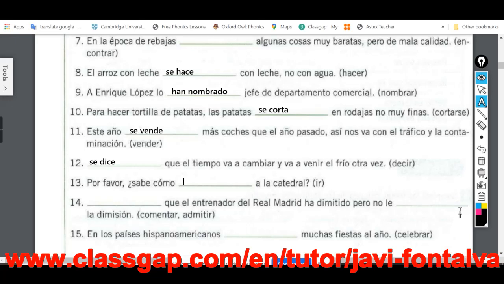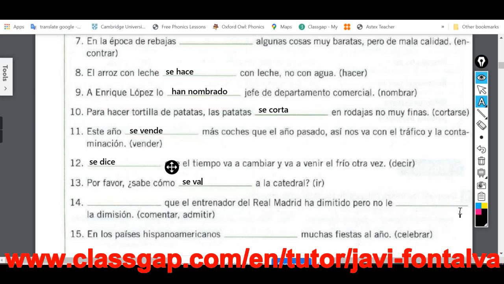Okay, so then it will be se va, kind of. Exactly. Yes. So this is more like in English you say one goes. It sounds very weird in English, but it's also possible. So you could say, do you know how one goes to the cathedral? It sounds very formal.